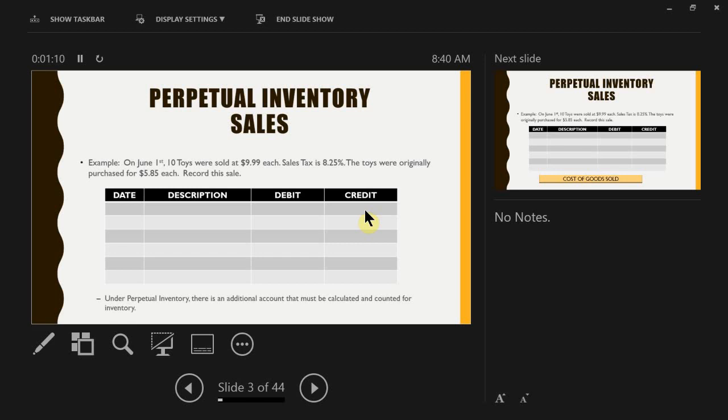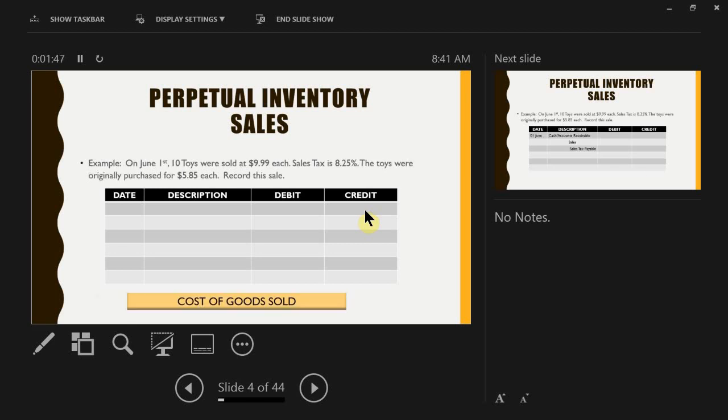Under the perpetual inventory, there is an additional journal. So let's focus on the first one, which is recording the actual sales, including the sales and the tax. That 10 toys were sold at $9.99 each. So $108.24, that includes that. Okay, good. When we talk about the second portion, we're going to talk about cost of goods sold in a second. But yes, that is correct.